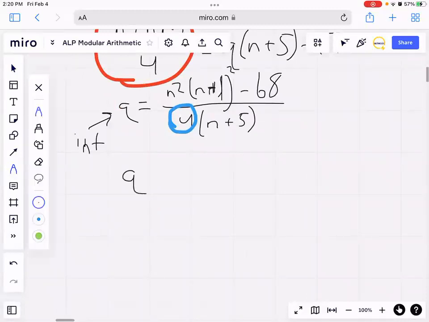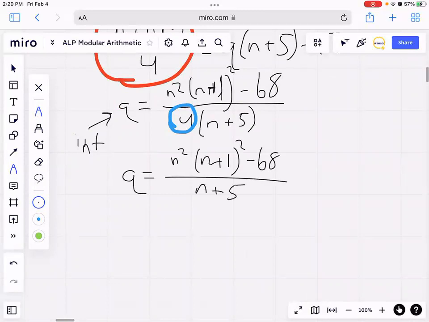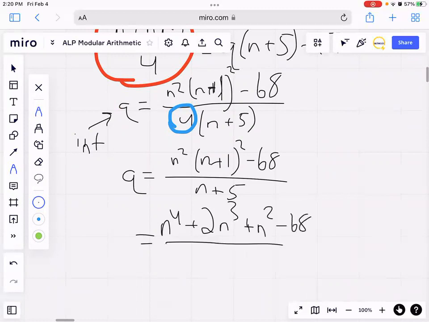So we're just going to rewrite this as q equals n squared times n plus 1 squared minus 68 all over n plus 5. And notice that this might give us an extraneous root or 2 when solving for this. Next, we're just going to multiply everything out in the numerator so that we get one polynomial. Doing this gives us a numerator of n to the 4th plus 2n cubed plus n squared minus 68 all over n plus 5.